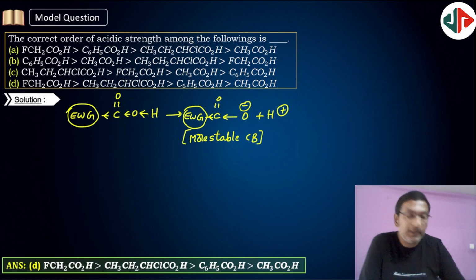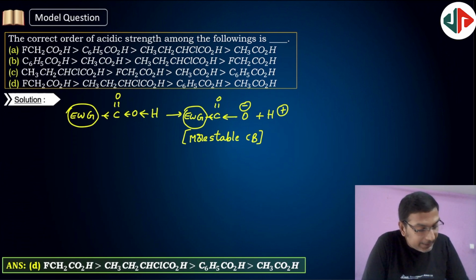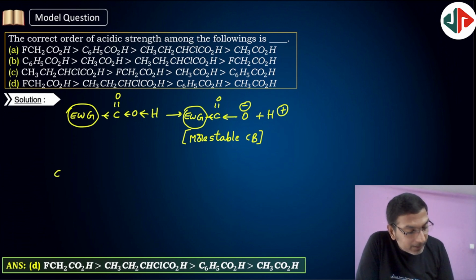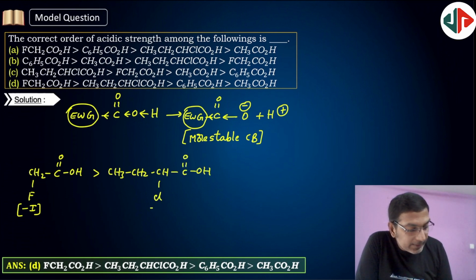Conjugate base. So based on this topic, check option D. See here, fluorine is attached: FCH2COOH, here F is attached. F is a minus I group. After that, CH3CH2CHClCOOH. This is also a minus I group, but when compared to chlorine, F is a more powerful withdrawing group.